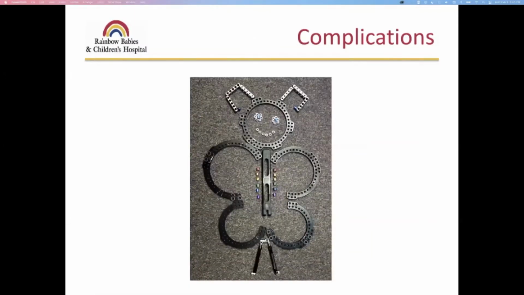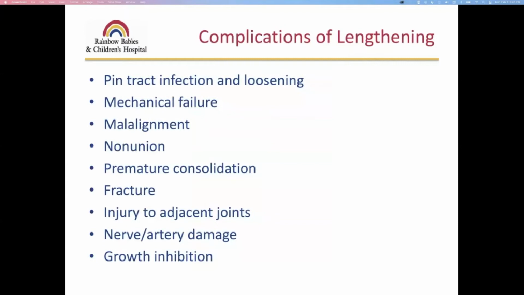So it's a talk in and of itself to go through all the different complications that you can have, but this lists some of the main ones. Pin track issues are almost ubiquitous when you're doing external fixator-based lengthenings. Mechanical failure can certainly happen. You have to be very vigilant, especially about the struts or other moving parts impinging. Malalignment can definitely occur, so you have to be careful about monitoring them radiographically. Non-unions, certainly. Premature consolidation can happen if you do not lengthen fast enough in the beginning.